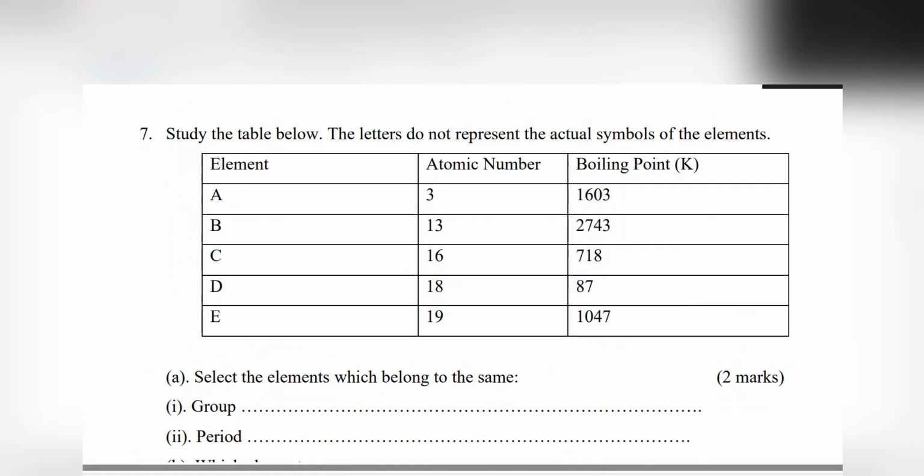We have A in atomic number 3, and therefore we are going to have an electron arrangement of 2, 1. We have B in atomic number 13 with 2, 8, 1. We have C, 2, 8, 6. D, 2, 8, 8. And E, 2, 8, 8, 1.